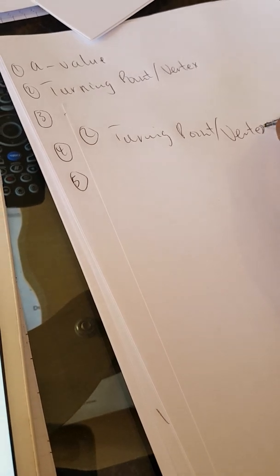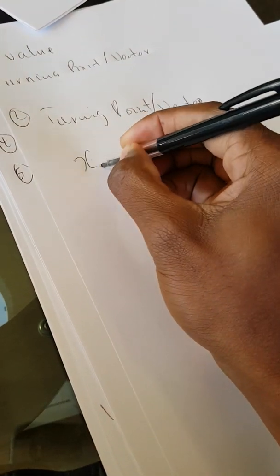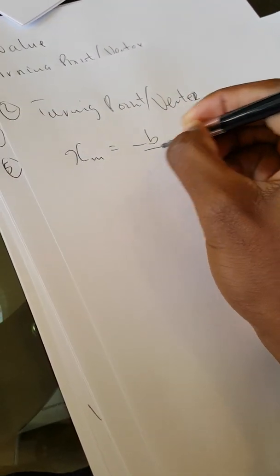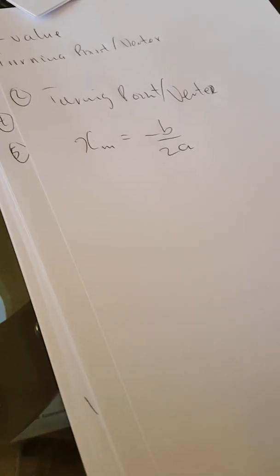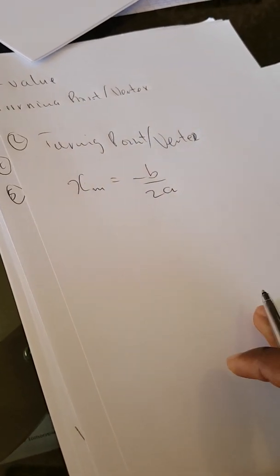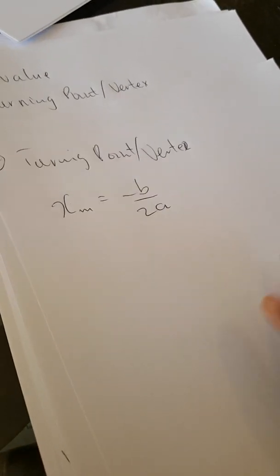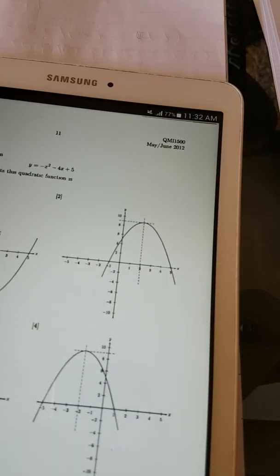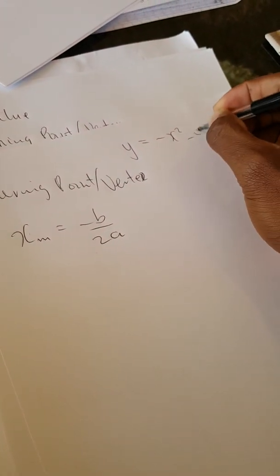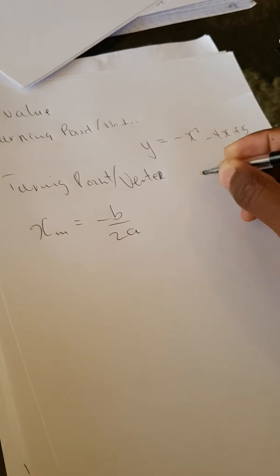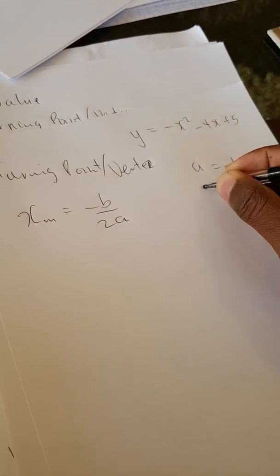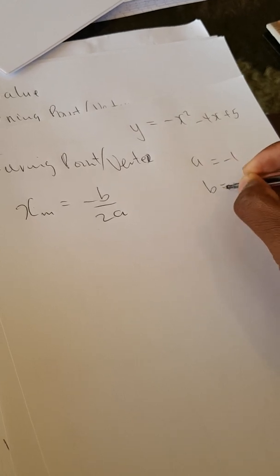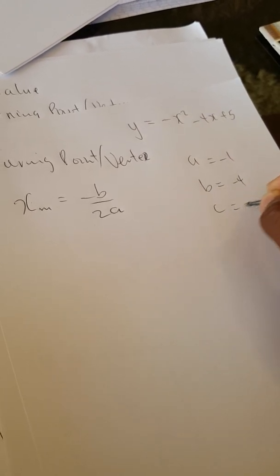Here's the formula. The formula is also provided at the back of the question paper, guys. If you see a formula saying xm equals minus b over 2a, that is the formula for the turning point when you're calculating the value for x. Remember, in our situation, we're dealing with the graph of y equals negative x squared minus 4x plus 5. So our a in this case is negative 1, our b is negative 4, and our c is equal to 5.